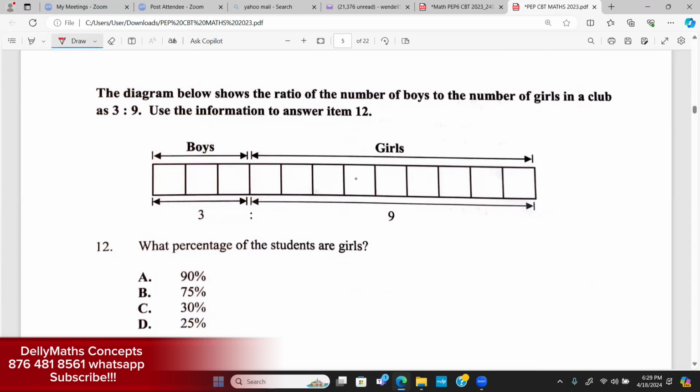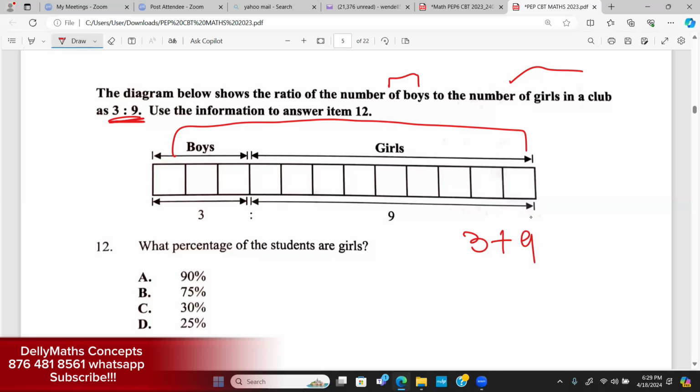All right, let's look at this. It says the diagram shows the ratio of the number of boys to the number of girls in the club. We got it. It's 3 to 9. Now use the information to answer the question. So the question says, what percentage of the students are girls? So the total number of students would have been 3 plus 9. So we have 12 students. But the question wants to know what percentage of those students will be girls.